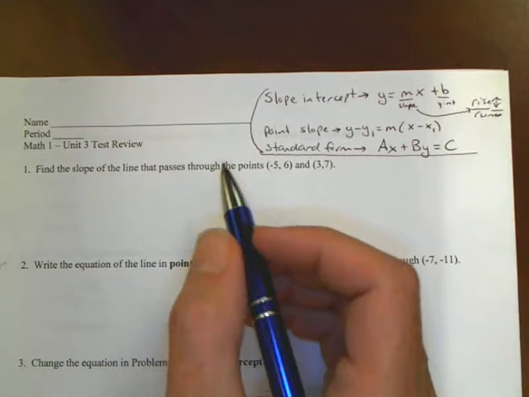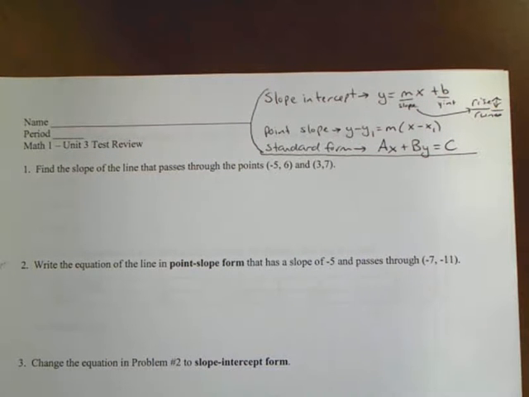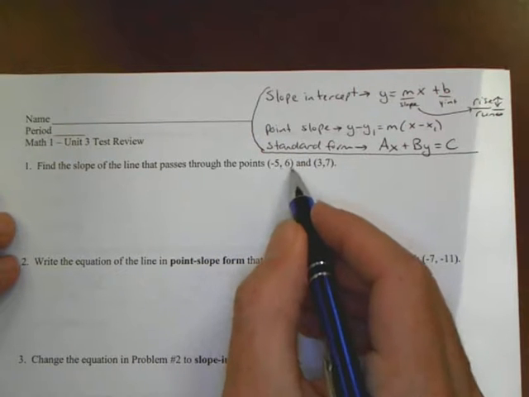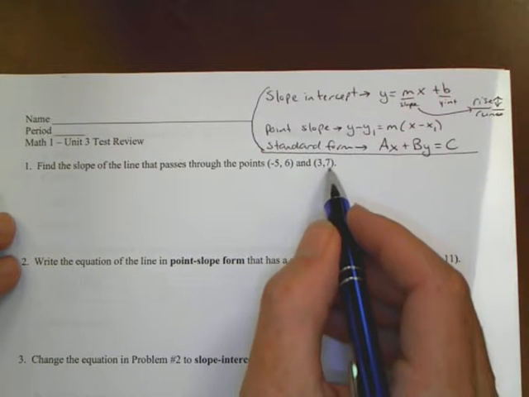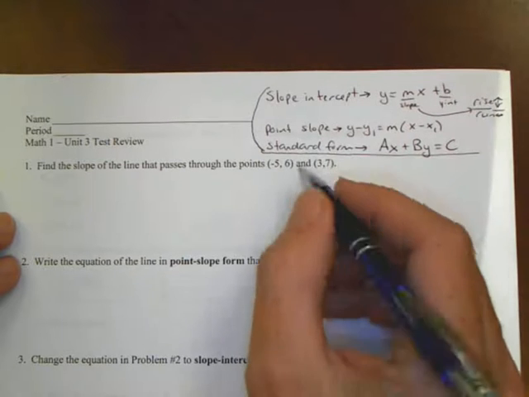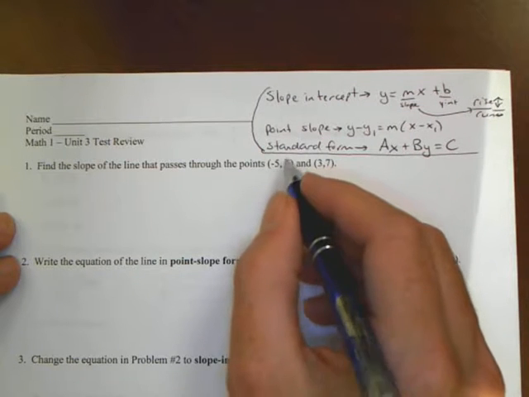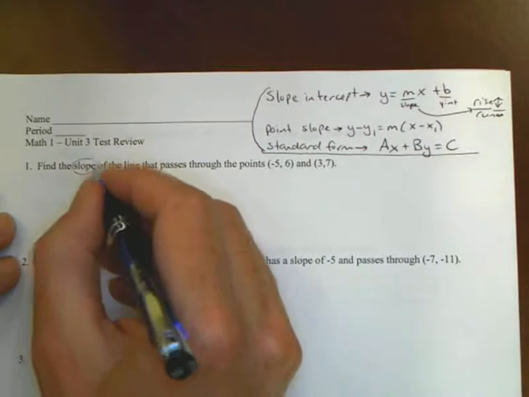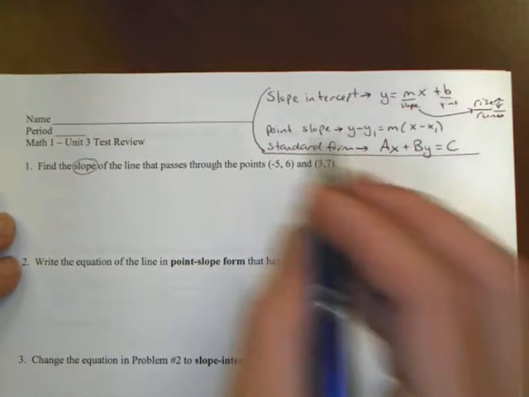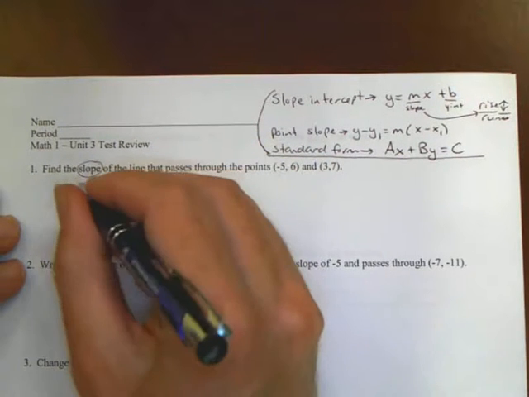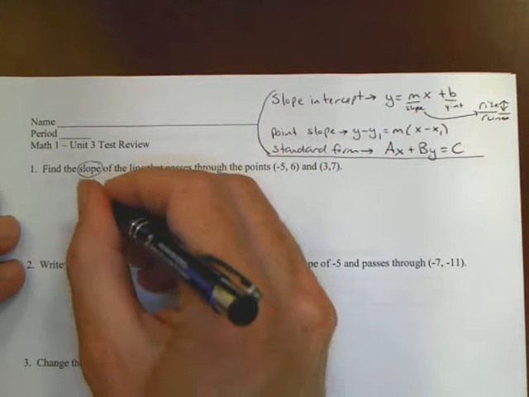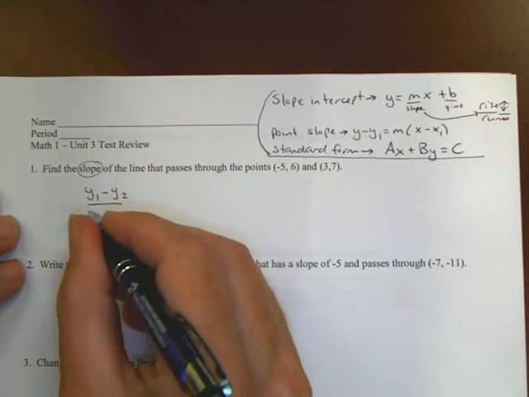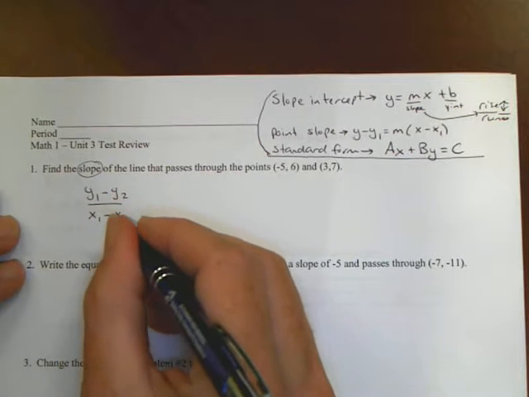Okay, so the first question in the review says to find the slope of the line that passes through the points -5, 6 and 3, 7. To find the slope of a line, what I'm looking for is essentially the change in up and down divided by the change in side to side, which is your slope again. That's your m value. To figure that out, I'm going to use the formula that you were introduced to in one of your early lessons, which is y1 minus y2 divided by x1 minus x2.